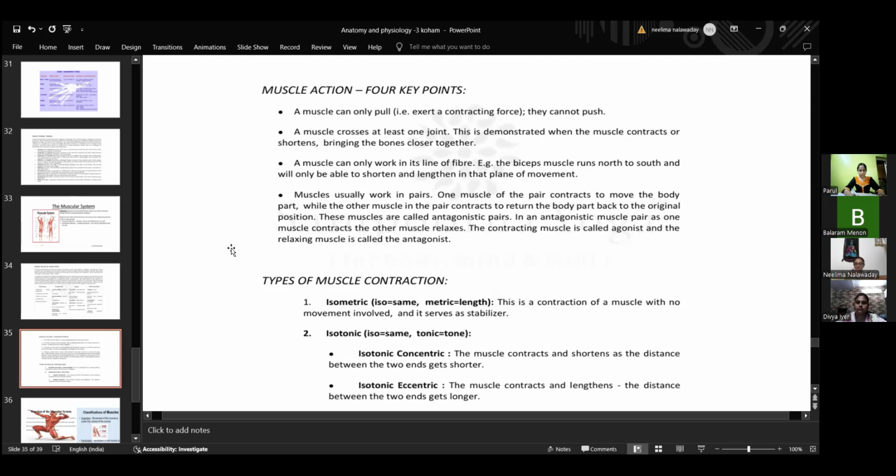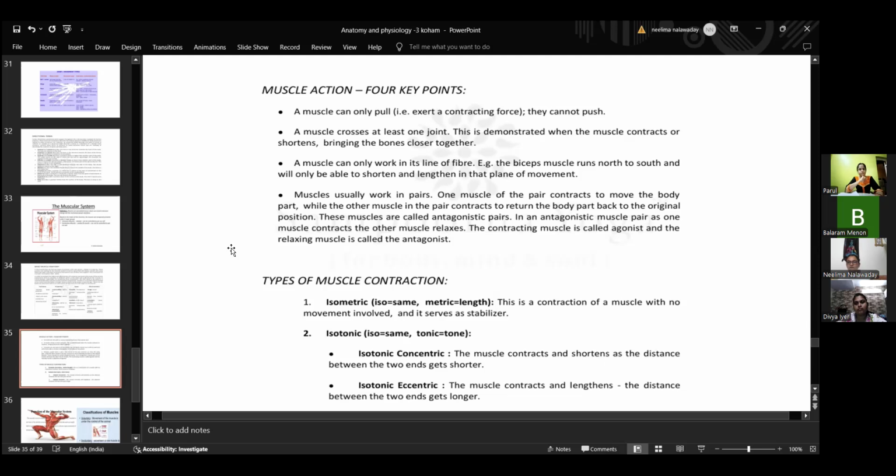Biceps, triceps, for example. They are crossing one joint, the elbow joint. When I am in flexion, or taking my hand towards my shoulder, the bicep is shortening and the tricep is lengthening. This movement, we are going to see in the next topic on types of muscle contraction, but that is a very important characteristic of skeletal muscle fiber.